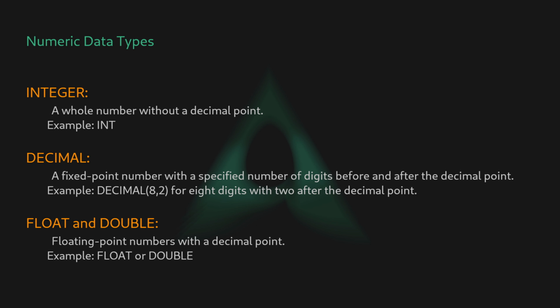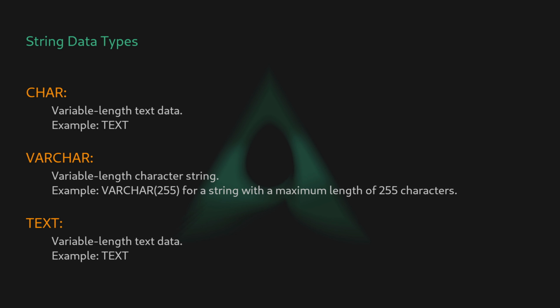For example, when you use a decimal and inside parentheses you specify 8, 2, it means that you're allowed to use a decimal number that has 8 numbers before the decimal point and only 2 numbers after the decimal point. If you want more freedom and be able to use any type of decimal numbers, you can use float or double that has no limitation in the amount of numbers that you can put before and after the decimal. String data types.